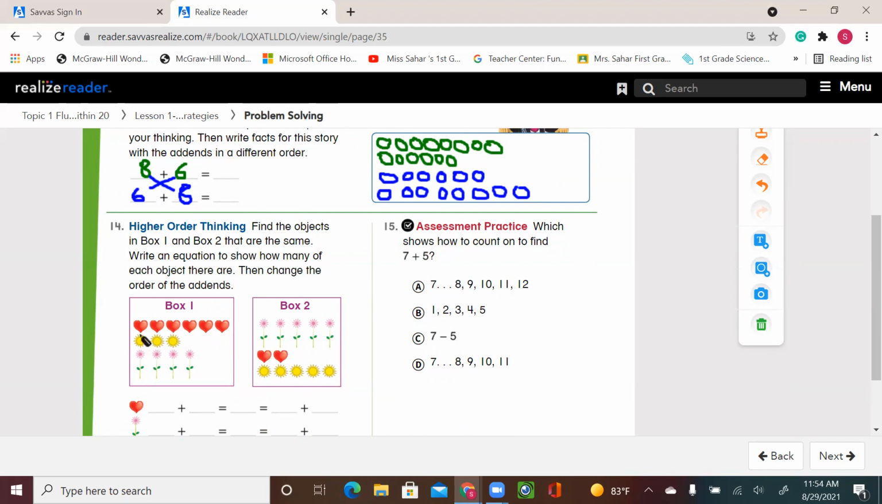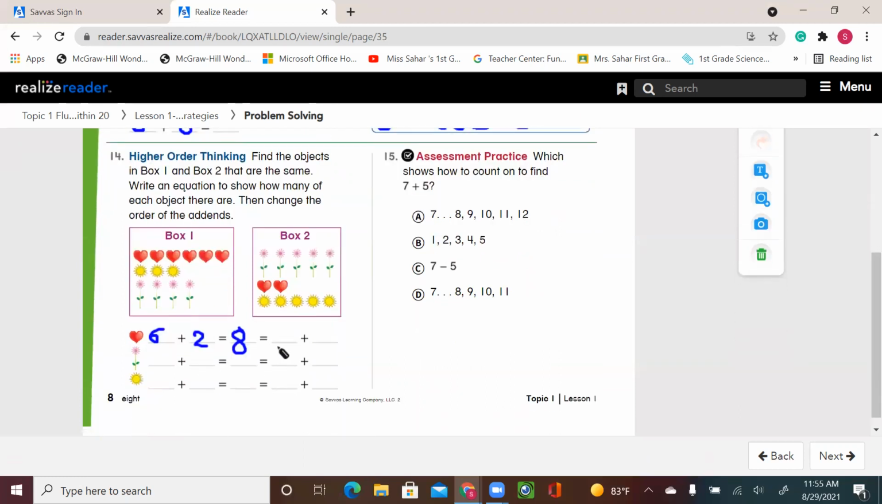So if I go for hearts, I'm going to count the hearts in box 1, and then I will add the hearts in box 2. So 1, 2, 3, 4, 5, 6. So I have 6 in box 1. Count the second box. I have 2 hearts, so plus 2. I'm going to add them together. I know 6 plus 2 is 8. I'm going to write 6 plus 2 equals 8. All right. So now I'm going to put them in a different order. So I'm going to say 8 equals 2, I'm going to start with the 2 first, plus 6.